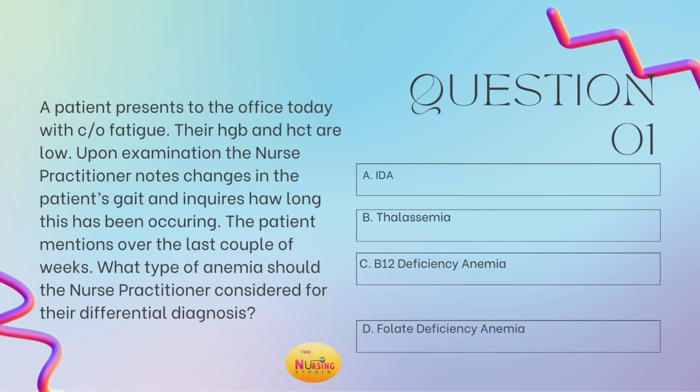Question number 1 states, a patient presents to the office today with complaints of fatigue. Their hemoglobin and hematocrit are low. Upon examination, the nurse practitioner notes changes in the patient's gait and inquires how long this has been occurring. The patient mentions over the last couple of weeks. What type of anemia should the nurse practitioner consider for their differential diagnoses? Is it A, iron deficiency anemia, B, thalassemia, C, B12 deficiency anemia, or D, folate deficiency anemia? Take a moment and tell me what you got in the comments, you guys.